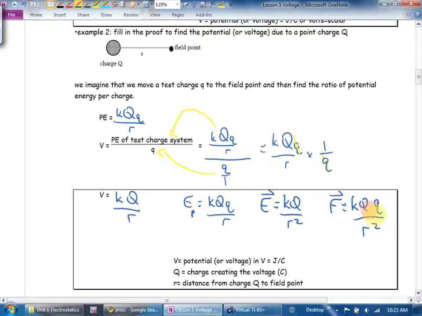Here is voltage. The voltage at any location is equal to K times the big planetary charge divided by how far away we are from the planet. It's sort of like height, kind of, sort of.